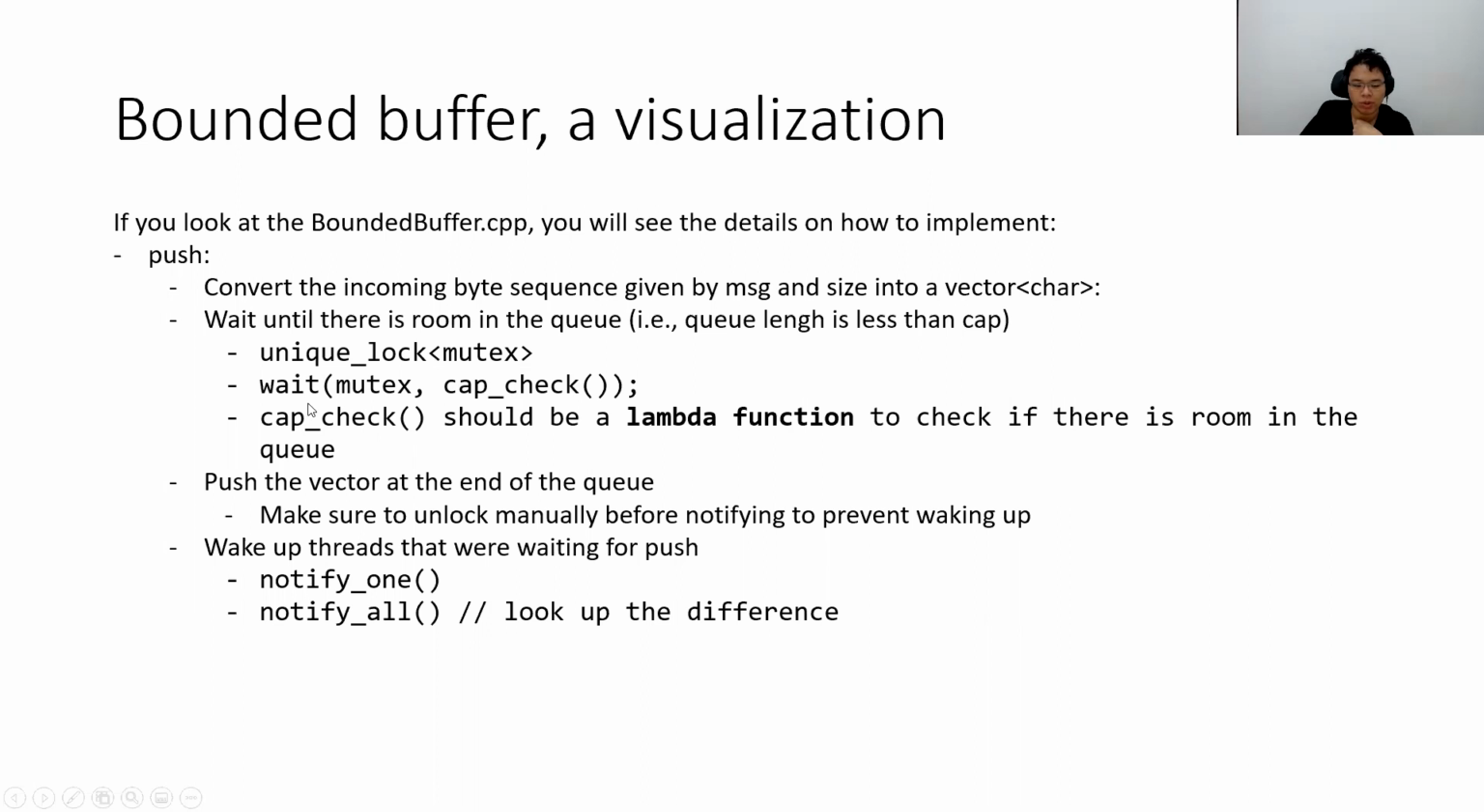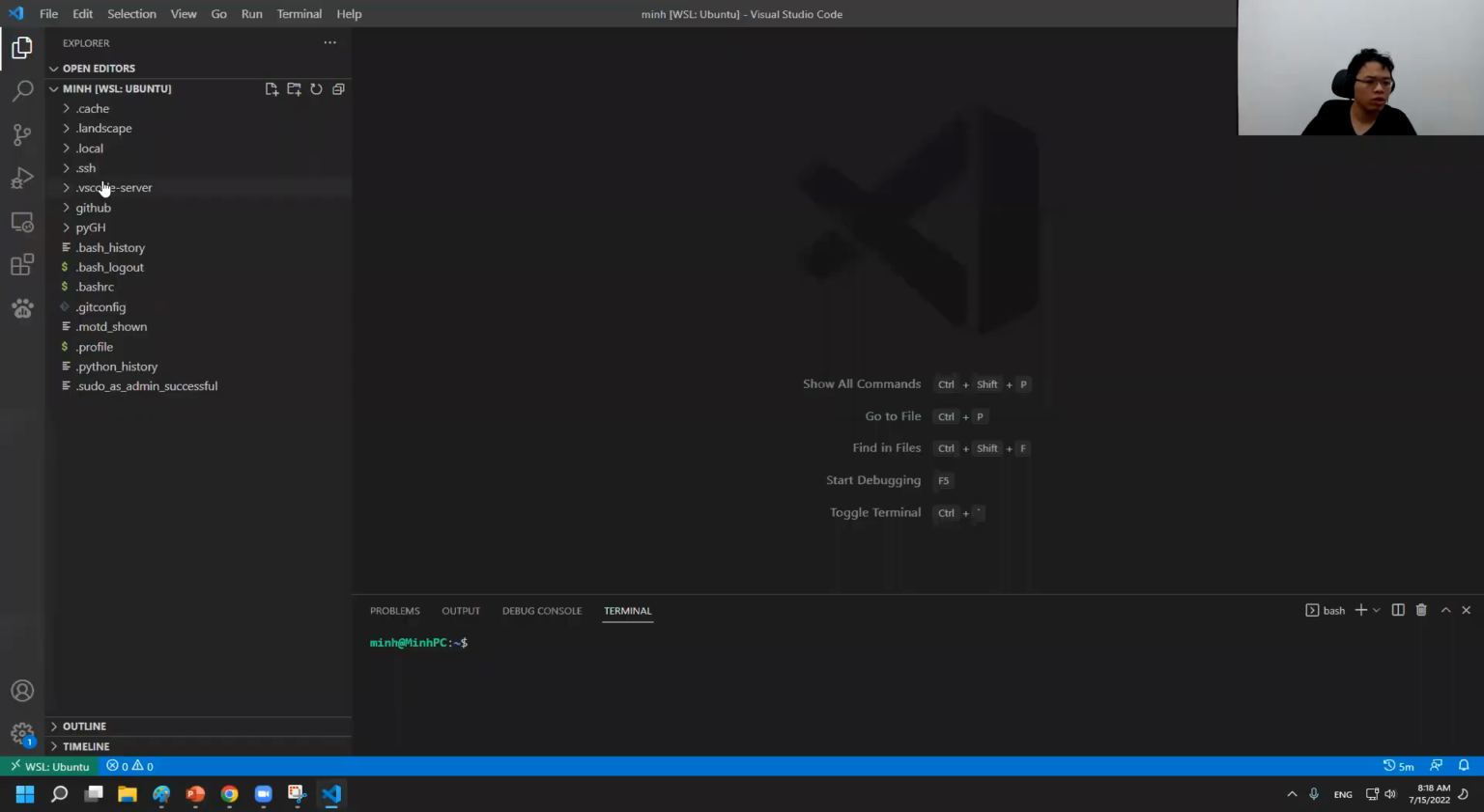In your condition variable, there's condition variable dot wait, and that would check whether to lock or unlock a thread by having a cap check right here. A cap check just checks the current size of the queue, and returns true or false depending on whether there's room in the queue. So it should be a lambda function, and actually I will show you what it looks like.